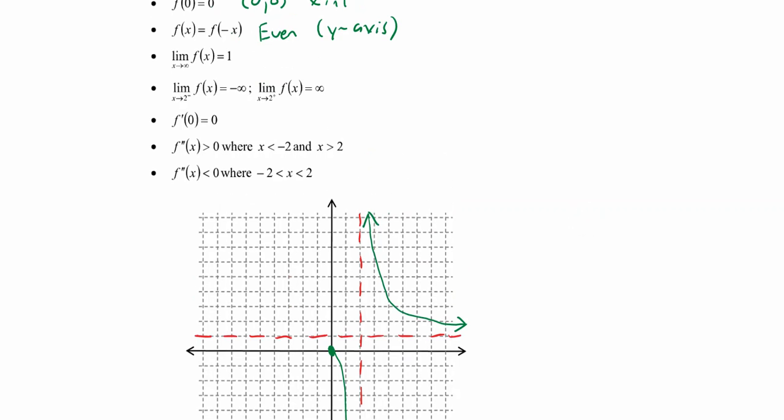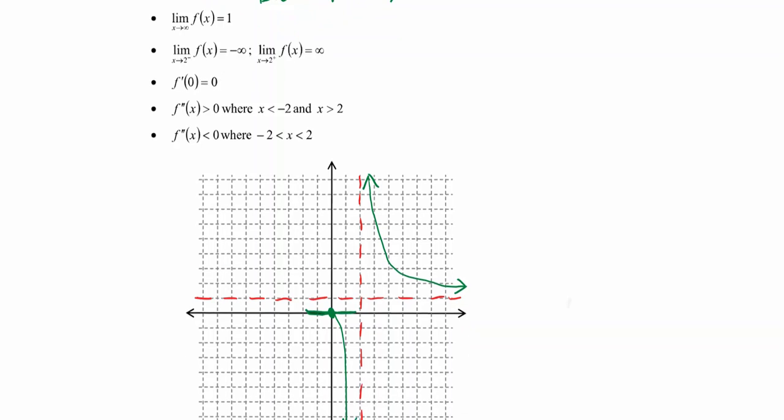Now it says f prime of 0 is equal to 0. So remember what that means, right? The first derivative is telling us the slope of our line. So it's saying, where is the slope of this line equal to 0? Where is it totally flat? Well, it's totally flat when x is 0. So what that means is right here, when x is 0, we're going to have a totally flat, like no slope right there.